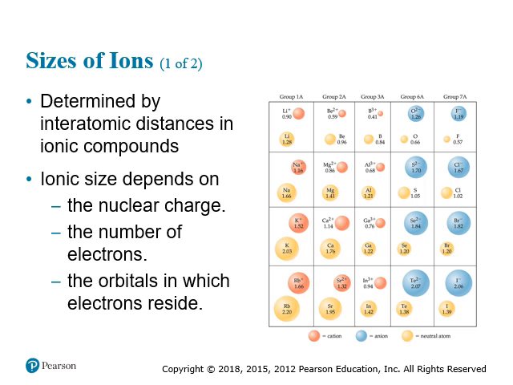And ionic size depends on several factors. Number one, the number of electrons gained or lost, the nuclear charge, as well as the orbitals in which the electrons reside.